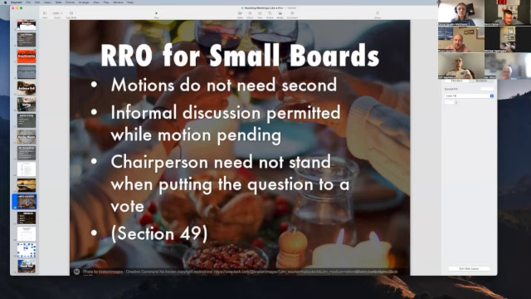Probably not. But for small boards, which under Robert's Rules is 13 members or less, and most of you are going to fall into that category, it says motions don't need to be seconded. Informal discussion is fine without a motion pending. The chairperson doesn't need to stand when putting the question to a vote. So it does away with a lot of the formalities. Now, all of these things that I just read you are terrible ideas in an owner meeting or a large group, okay? But for small boards where things are civil, by all means, go by Robert's Rules for small boards.